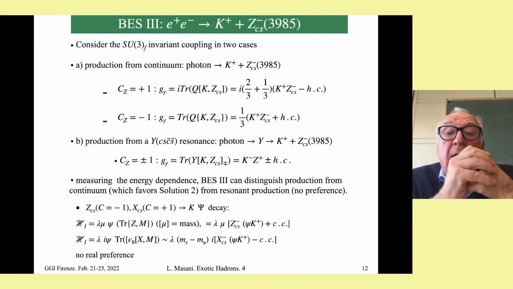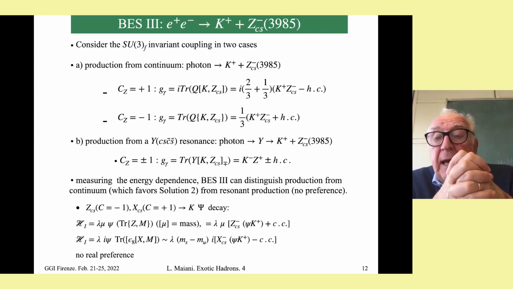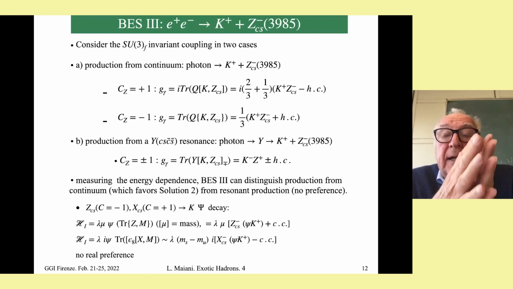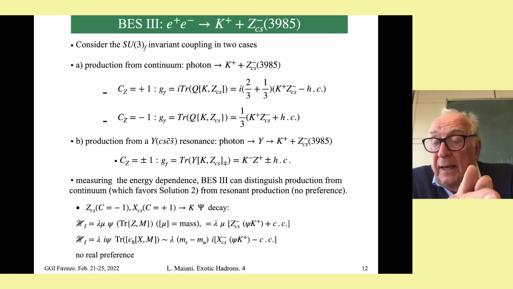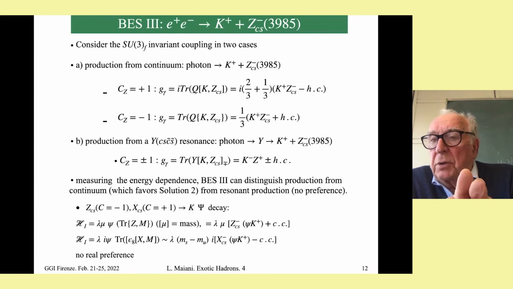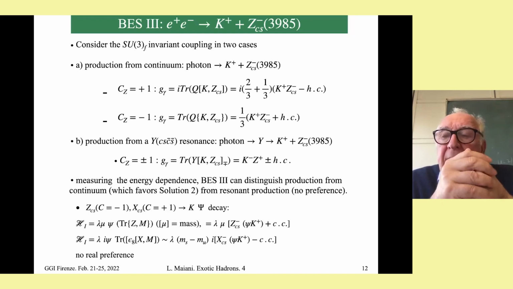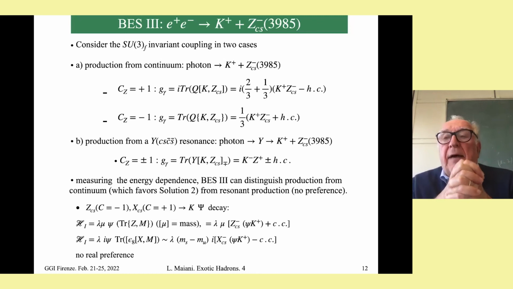However, we don't know if this is produced by a photon or produced by a resonance which then goes into that, a Y state, and in that case, there will be no difference. So the upshot of this is that we cannot know at the moment whether the Zcs, which is produced by BESIII, has the same charge conjugation of the nonet to which X belongs or the nonet to which Z belongs. And we don't know that. But if we would measure the energy dependence of the production of that and see if it comes from a resonance or from the continuum, then we would have some indication. I don't want to insist on that.